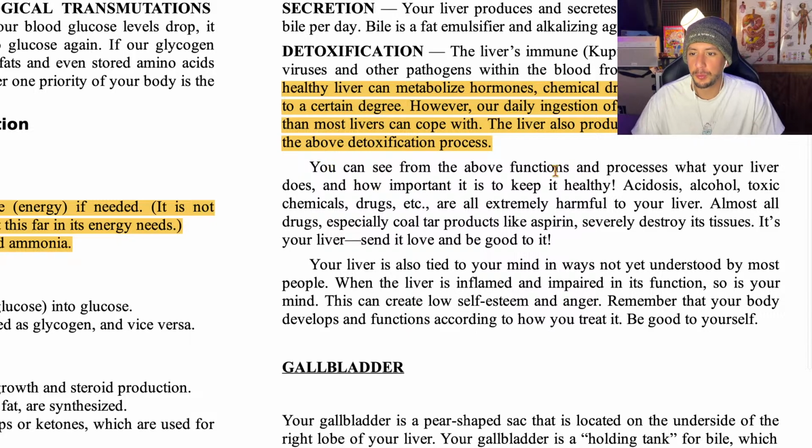You can see from the above functions and processes what your liver does and how important it is to keep it healthy. That's why if you overdrink, your liver is the first thing to go, because your liver is the one that's saving your life, really, from all the poison. And the only reason you even get to the point where you're feeling a different way is because your body is so shocked that your liver can't even do its job properly. It's just catching up.